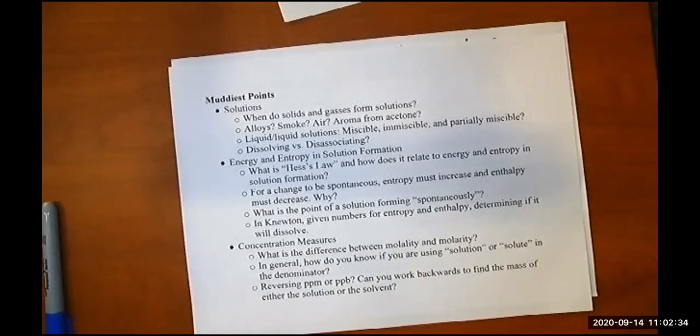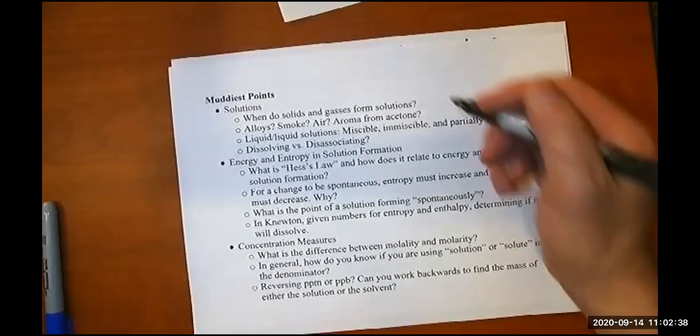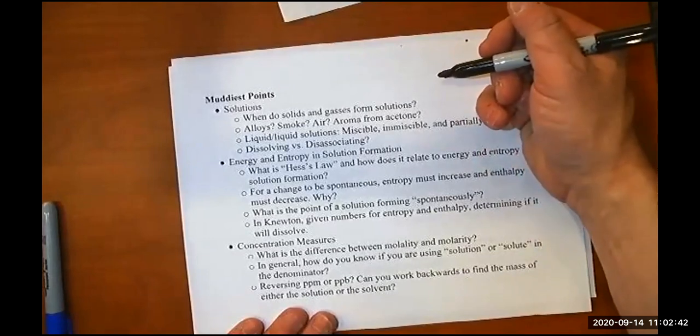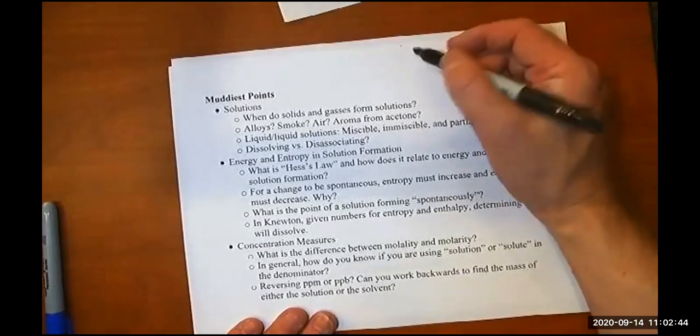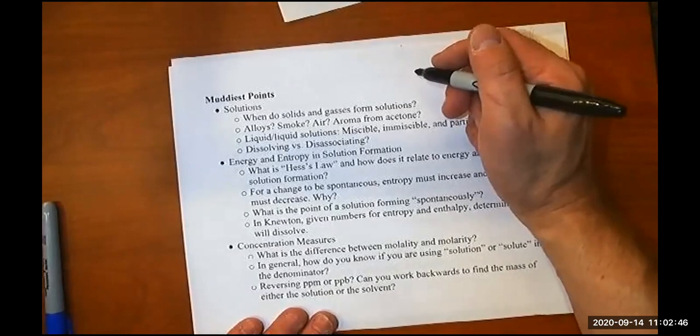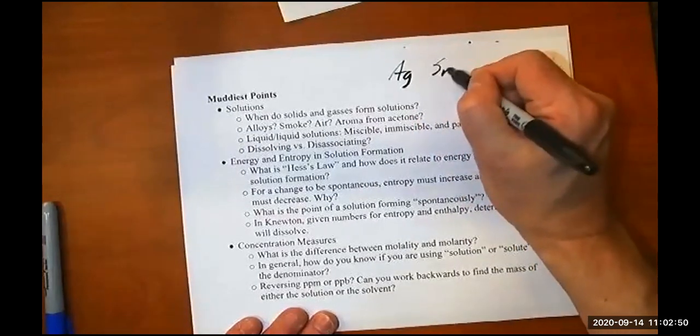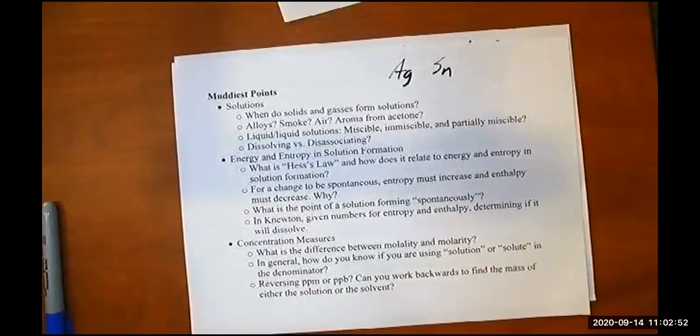Now, why isn't this just a compound? For example, I'm trying to remember an example. I think sterling silver is silver and tin, if I remember correctly. Ag and tin. Why don't we call that a compound? Why are we calling this a solution as an alloy rather than a compound?